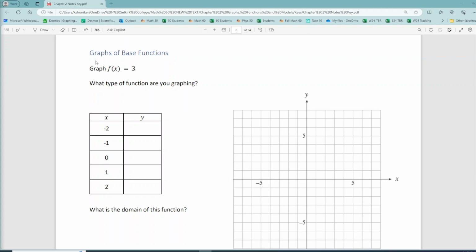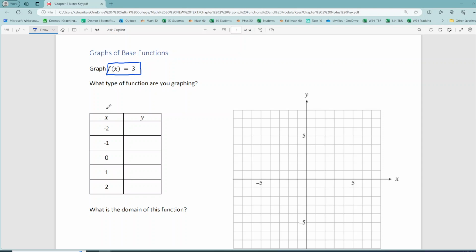So we're going to start with a function, f of x is equal to 3. What is the first thing that you notice about this equation? So again, f of x is just y. So this is an equation of y is equal to 3. Is there anything weird about this equation versus what you usually see? Well, let's just see something.